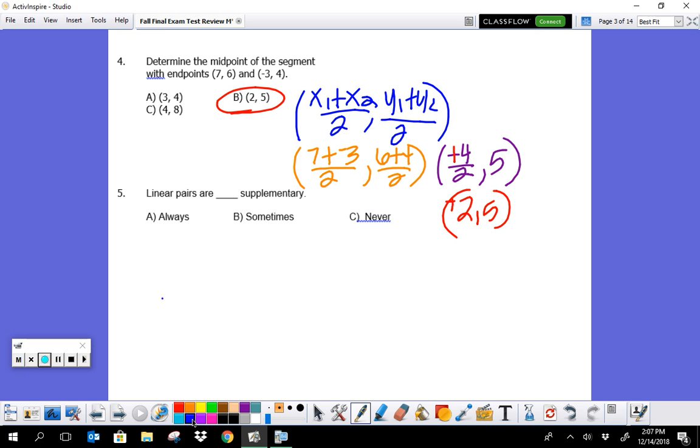So let me draw you an example of a linear pair. A linear pair would be like this angle here and this angle here. Those make a linear pair. Okay, they form a line, and a pair means 2. So it's these 2 angles that form a line. Those are always going to be supplementary. Remember, supplementary means adds up to 180.